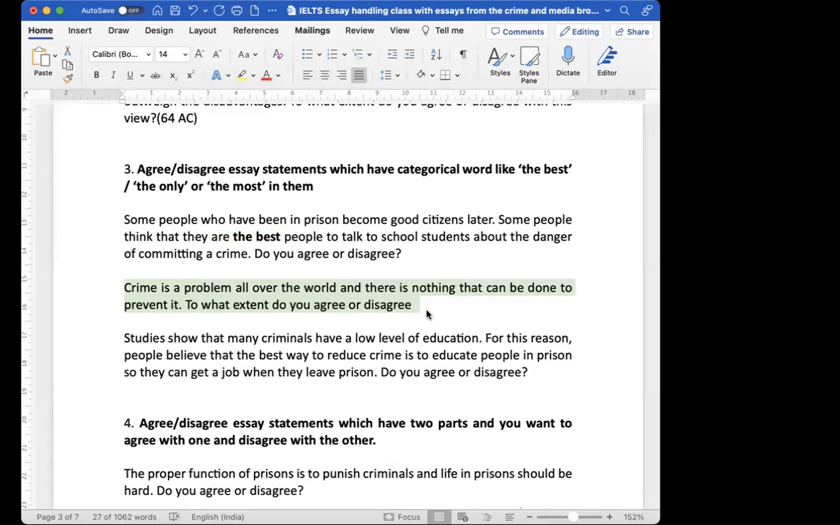Ma'am, like in this one, in the first question, some people have been in prison, become good. Then you can say, admittedly, those who are in prison can come out and tell children about the dangers and the risks of being in prison and the hard life they lead. So they are good to talk to children. Admittedly, karke ye para shuru karo. However, I disagree that they are the best. I believe parents and teachers are better, and even some senior police officers can be called to tell children about the dangers of committing crime. They are better than them.